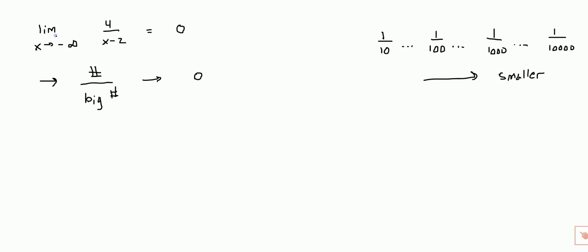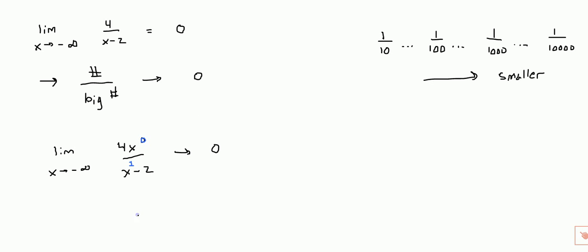And another way you could think about it is you have the limit as x approaches negative infinity of 4 times x to the 0 divided by x minus 2, right? So x to the 0 is 1, so that would be 4 times 1. This is just another way to write it so that you have an x term to look at. And here you have an x to the 0 on the top and an x to the 1 on the bottom. So if the degree, which is 1 here, of the bottom is greater than the degree of the numerator, then that means your limit is approaching 0.